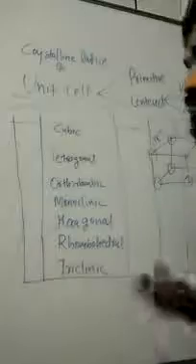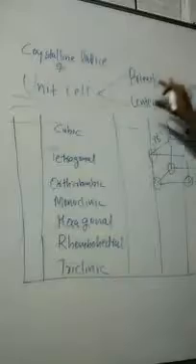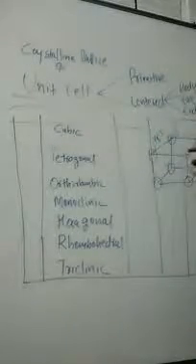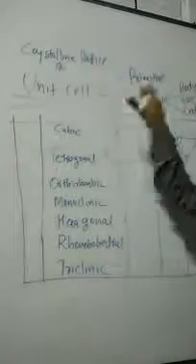Remember these things first. You got it? Let me repeat again. In primitive unit cells, spheres are at each corner of the unit cell, so the total number of spheres will be 1 in a unit cell. In body centered, remember one thing, in all the unit cells there are spheres at each corner, and one completely inside the center of the unit cell, or body center of the unit cell.